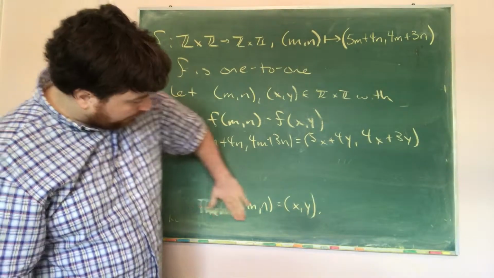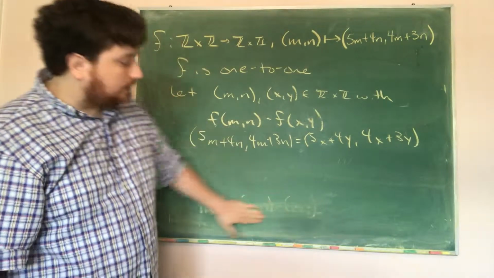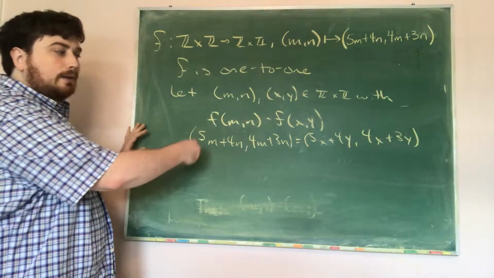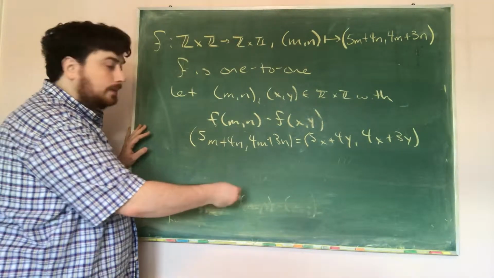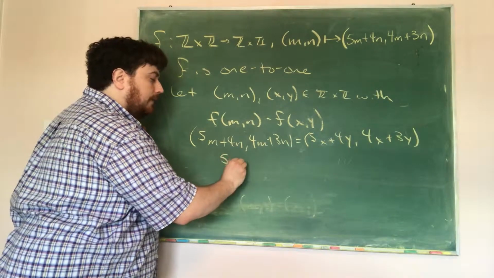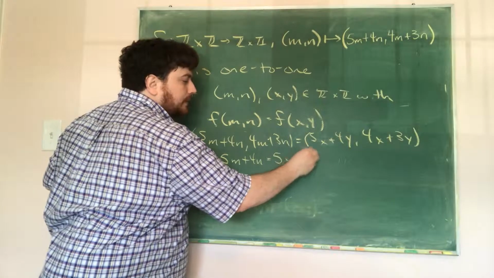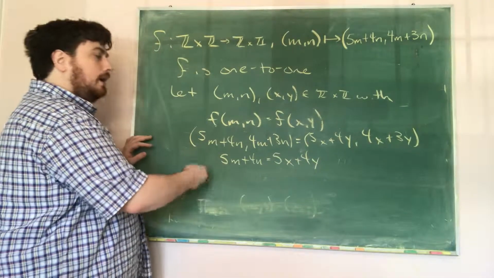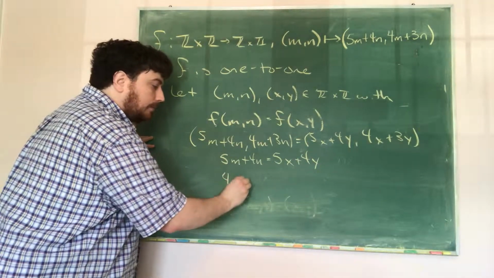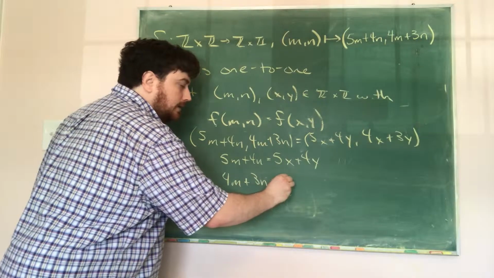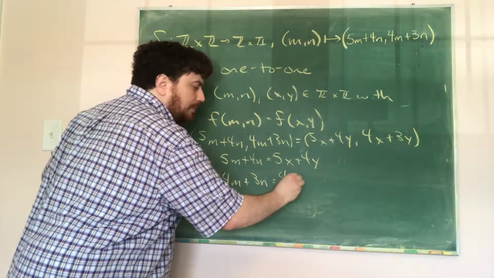And now it'll be a while before we get here, so I'll erase that for now. But the idea is that if the ordered pair is equal, that means the terms are equal. So I'd have to get 5m plus 4n is equal to 5x plus 4y, and then I'd have to get 4m plus 3n is equal to 4x plus 3y.